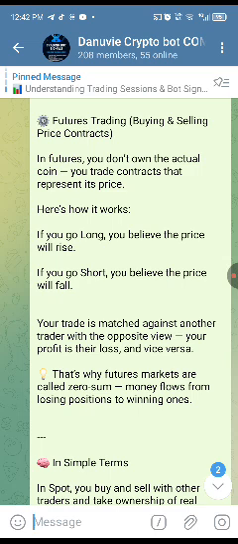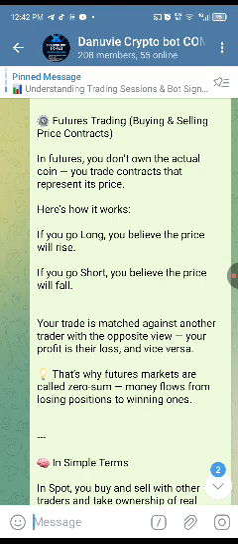So now, in futures, you don't own the actual coin. You trade contracts that represent its price. So you can see that. It's a contract that represents its price. So the contract you are buying is what actually gains value, not the coin that you are actually buying. It's just the contract you are buying. Now, here's how it works.